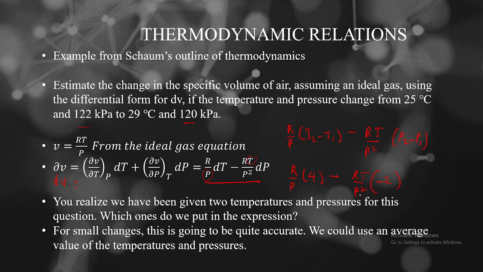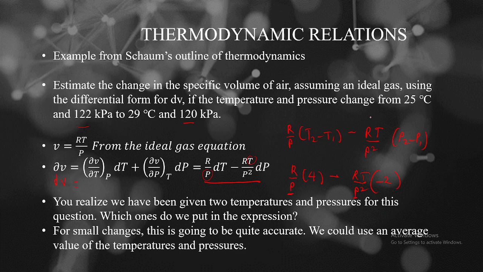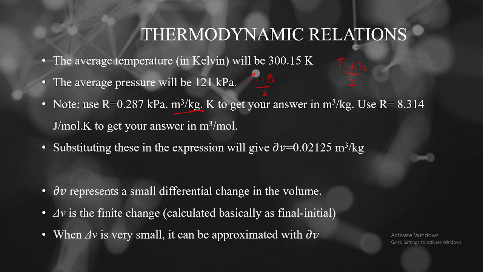So if we should express this, we can put in the average P and the average T, which we found over here. It's just T1 plus T2 over 2, and the same thing for the pressure, P1 plus P2 over 2. And we said we are using R as 0.287 because we want to answer in meter cube per kilogram. If you want your answer in meter cube per mole, you can use R as 8.314. So when we put all of these things inside, we will end up getting this answer for dv.